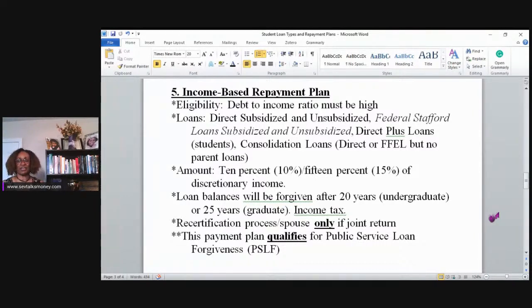There is a recertification process each year, and only if you filed a joint return will your spouse's information be considered on the income-based repayment plan. So if you're married and you filed separately, your spouse's income and debt load will not be considered on the income-based repayment plan. So that's something to think about. This plan does qualify for the Public Service Loan Forgiveness Program.